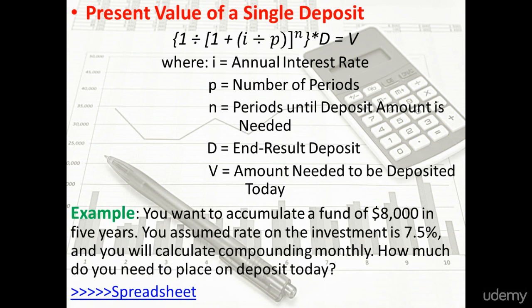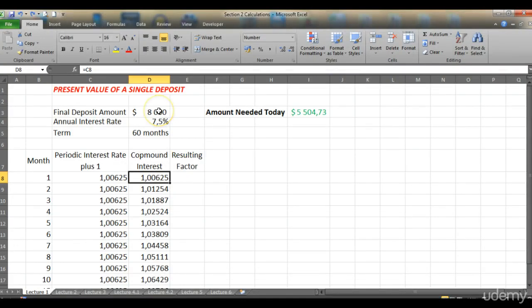Let's see an example. You want to accumulate a fund of $8,000 in 5 years. You assume the rate on the investment is 7.5% and you will calculate compounding monthly. How much do you need to place on deposit today? So let's see this example on a spreadsheet. Let's enter the values on a spreadsheet. The final deposit amount in the example is $8,000. The annual interest rate is 7.5% and the term is 60 months.